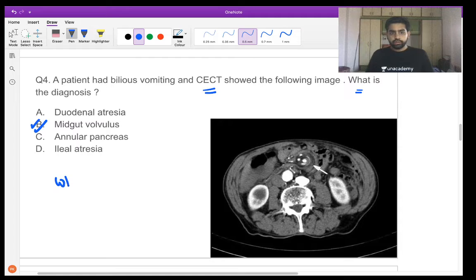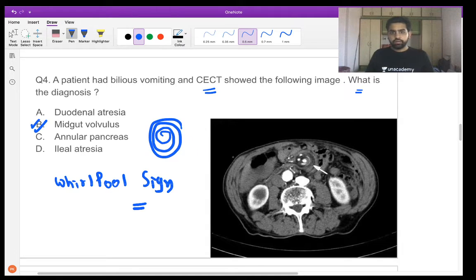So what do you see here? You see a whirlpool sign. So what you're seeing over here is a whirlpool sign. Okay, so please understand. What is a whirlpool sign? You all know what a whirlpool is. So this is a whirlpool, right? So this kind of a sign is there. In this, the white thing that you're seeing is the artery, and the intestine and all are basically getting wrapped around this like a whirlpool. Okay, so that is why the answer is whirlpool sign. I hope you understand this. Okay, so not the target sign, it is a whirlpool sign.